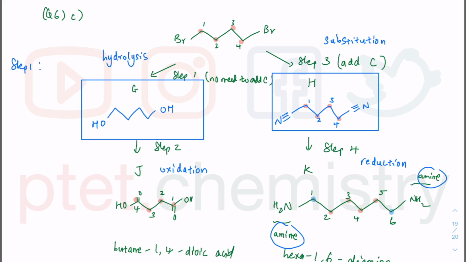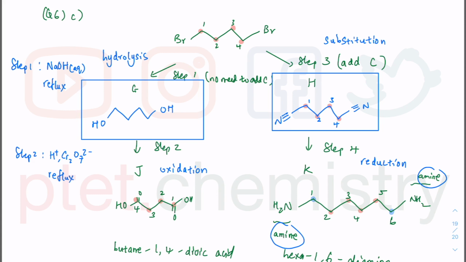I would need NaOH aqueous because it is done in water. That's why it's hydrolysis. Then the condition, I will also need reflux for step 1. For step 2, this is the oxidation of primary alcohol. So I would need H+ and Cr2O7 2-. This is called acidified dichromate(VI). And I also need a reflux condition.